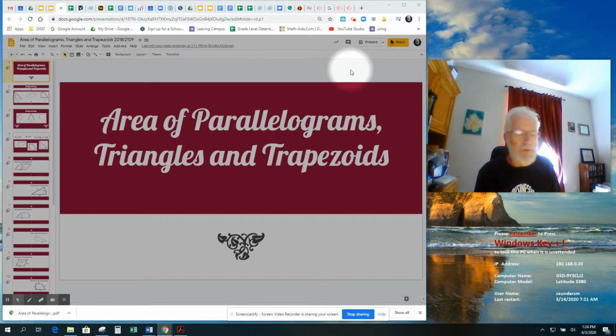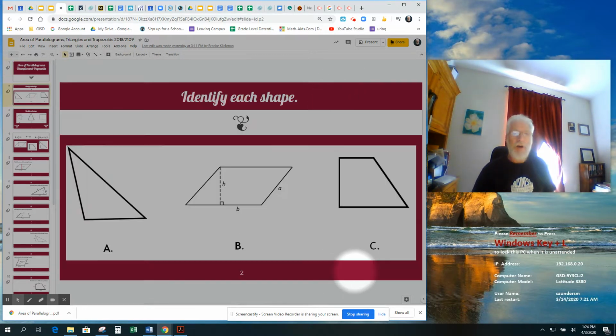So first thing we have to do is take a look at our shapes and see if we can identify each shape. So what do you think this one is? It's got 3 sides and 3 angles. It's a triangle. That one's pretty familiar to you. Triangle, 3 sides, 3 angles. How about B?